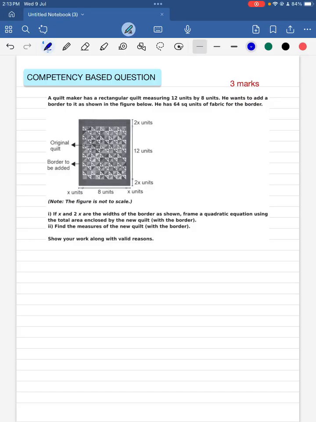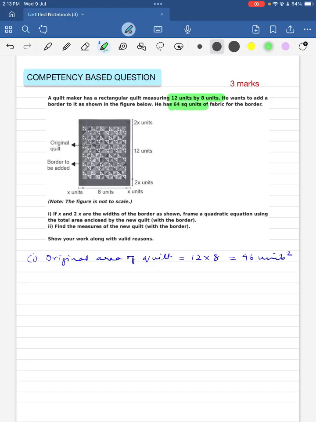Okay, so let's first find out the original area of the quilt without the border. Original area of quilt is equal to, because its measure was 12 units by 8 units, 12 times 8, that is length times breadth, because it's a rectangular quilt. So that's equal to 96 units square. Now they've said that the quilt maker has 64 square units of fabric. So he is going to use that 64 square units to make the borders.